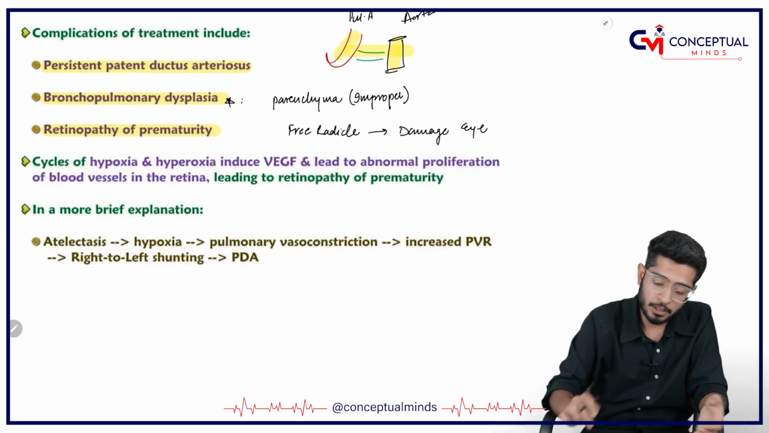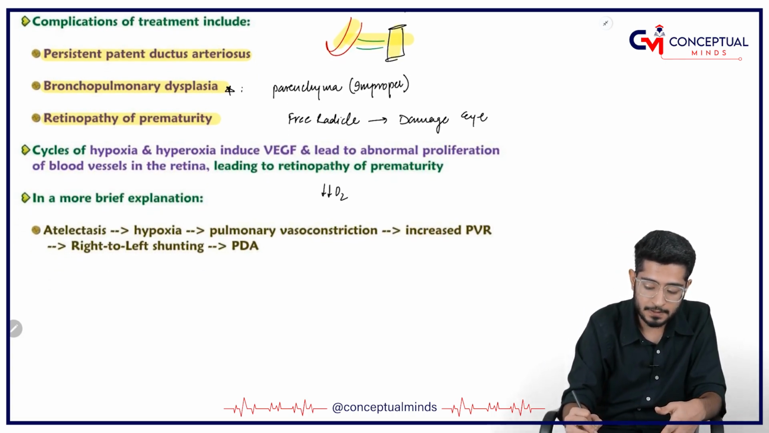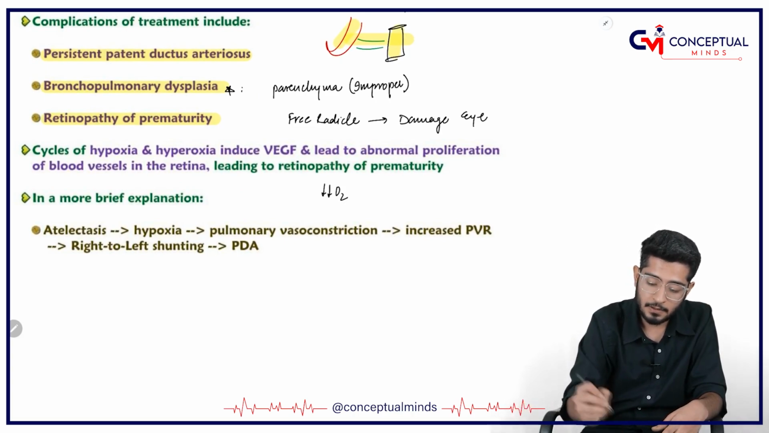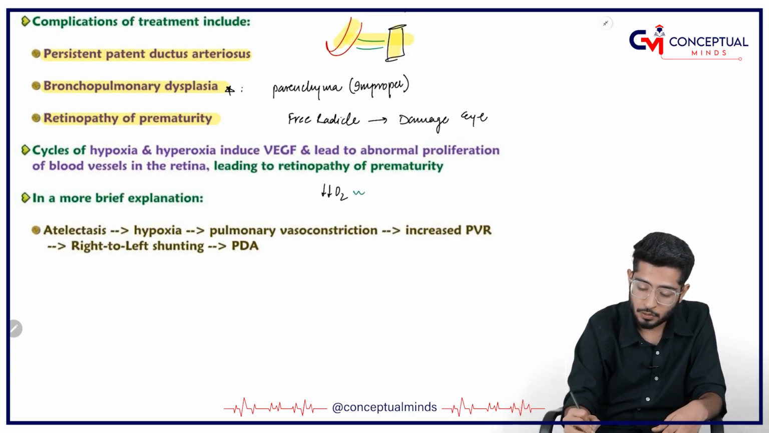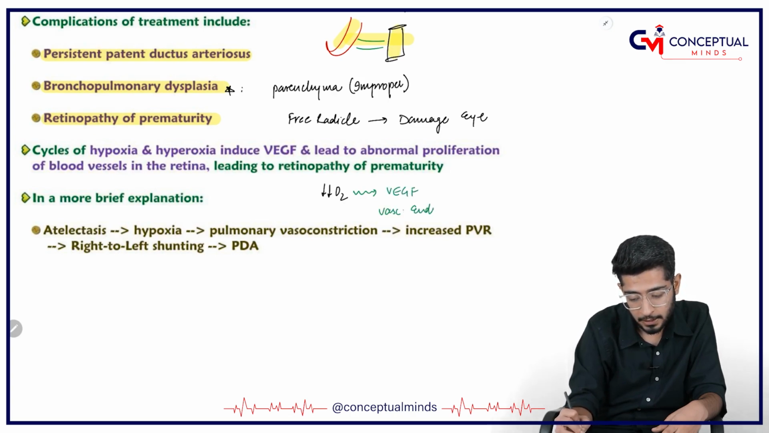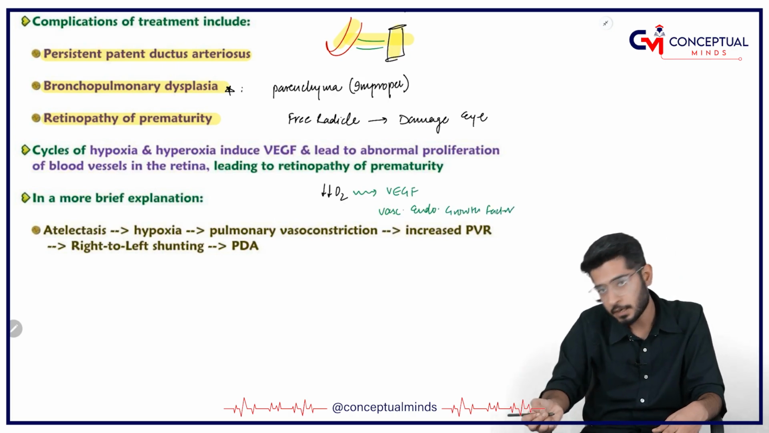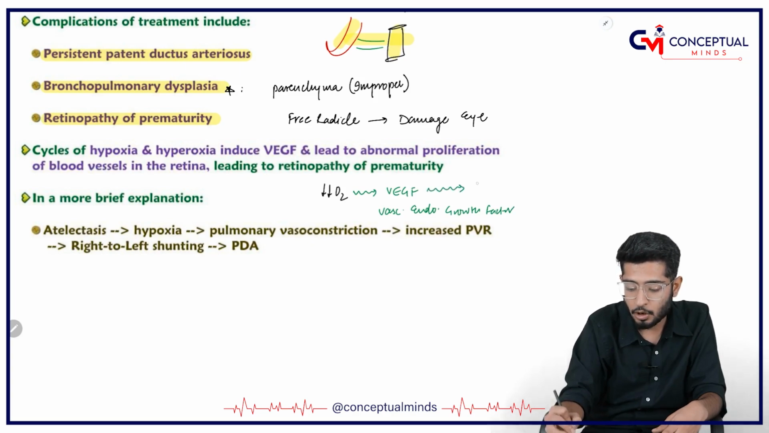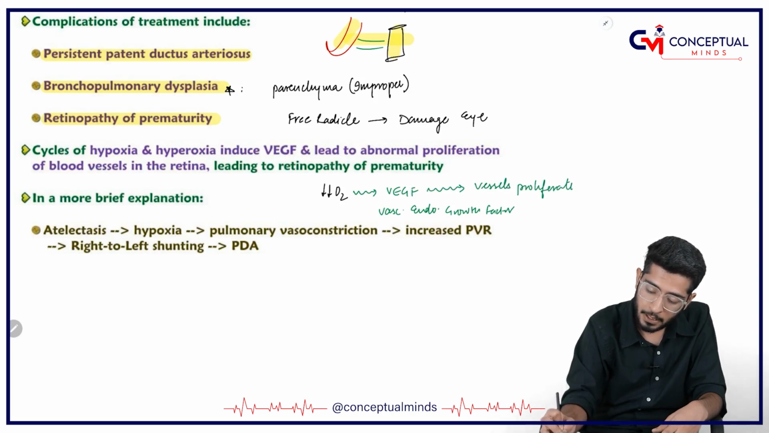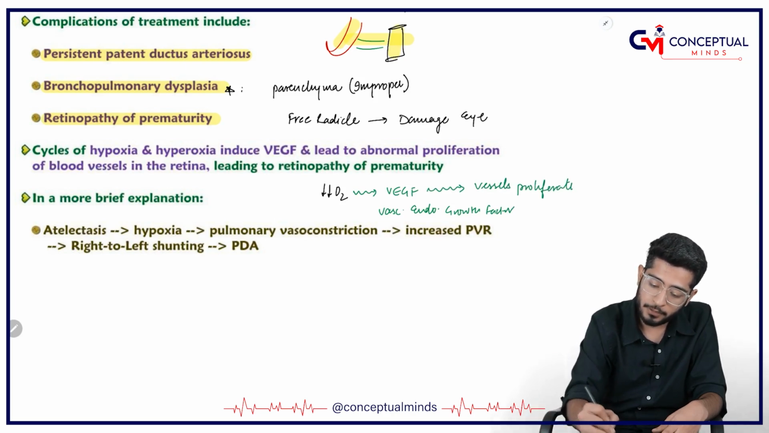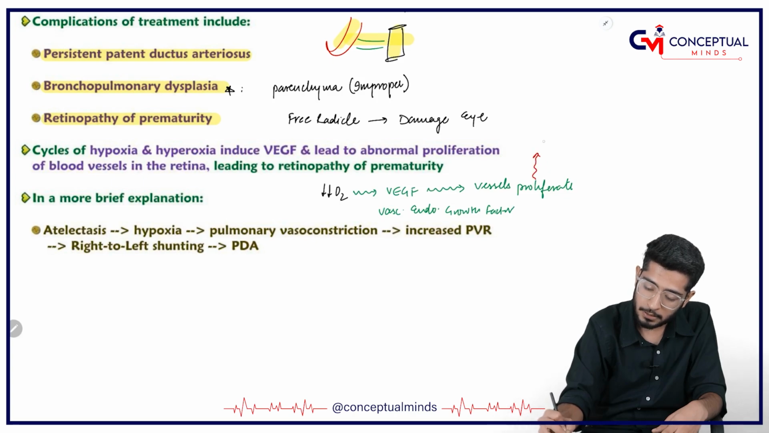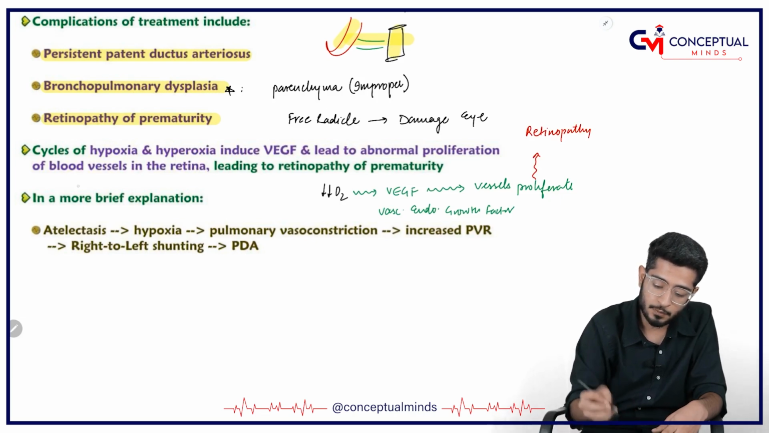Alright, and now let's understand why this leads to retinopathy of prematurity. So what happens is, there is a decrease in oxygen, and because there is a decrease in oxygen, it leads to VEGF. What is VEGF? Vascular endothelial growth factor. So there will be a release of vascular endothelial growth factor, which will cause the vessels to proliferate. So vessels are going to proliferate, and this abnormal proliferation of vessels leads to retinopathy. So this is what you have to remember.